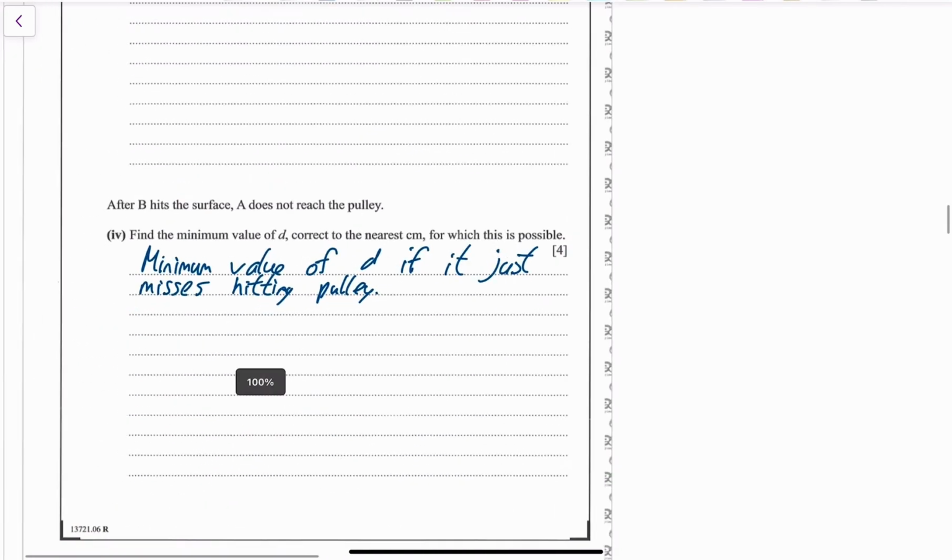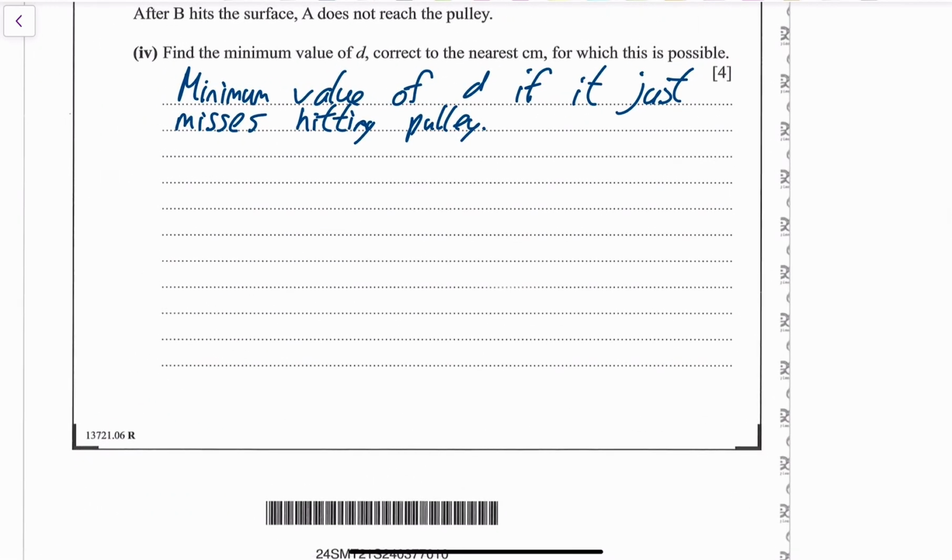So what we want to do is find the height that it goes up. So remember, when B hit the ground, it was moving at a speed of 4. So that means my initial velocity for A is going to be 4 upwards. If it just comes to rest, so it just avoids hitting it, it comes to rest then. And the acceleration is completely to do with gravity, so it's minus 9.8. And we want to find that distance. So we're looking to find that distance there.